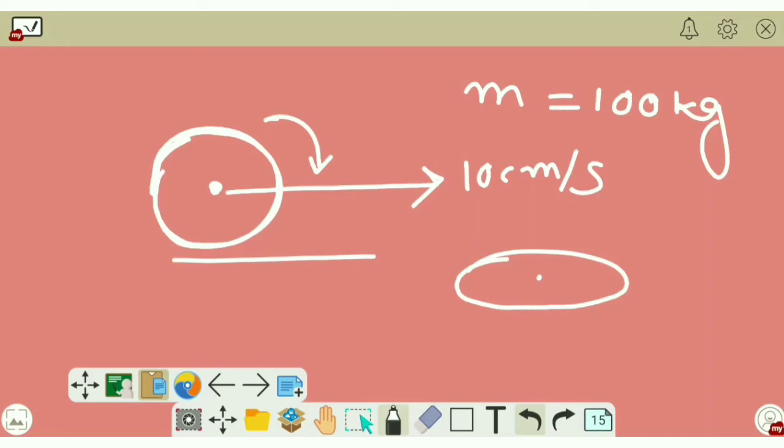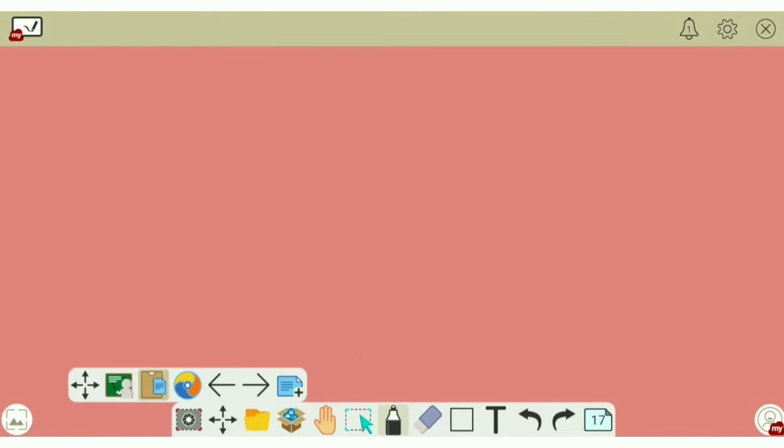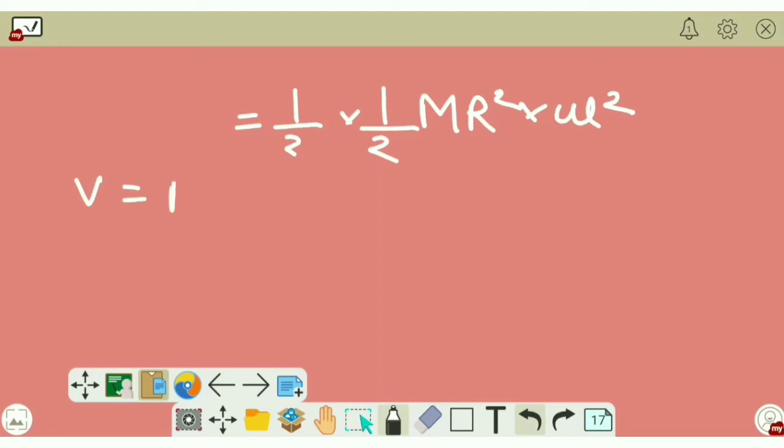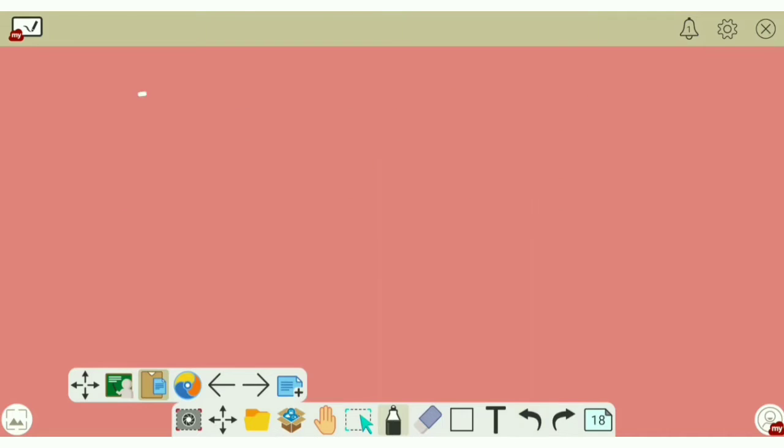Now as this disc is rolling in that direction, the disc is basically rotating about this axis, passing through its center of mass. So we know the moment of inertia about this axis of a disc is half m r square. Okay, so put it here: half into half m r square into omega square. We know V is equal to r omega, where r is the radius of the disc. Okay, so V equals r omega, put it here, 1 by 4 mv square.